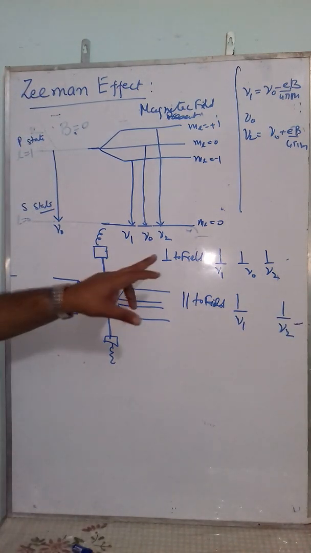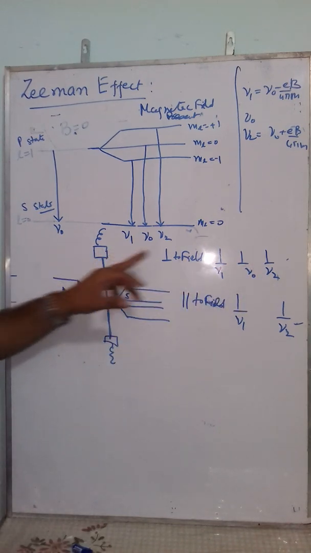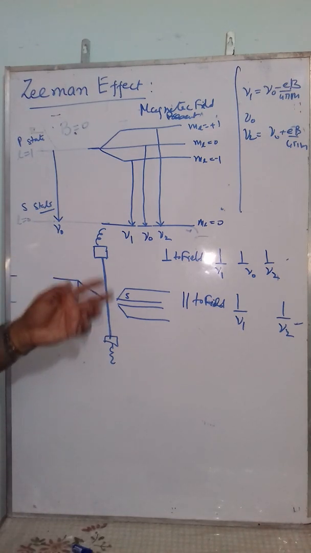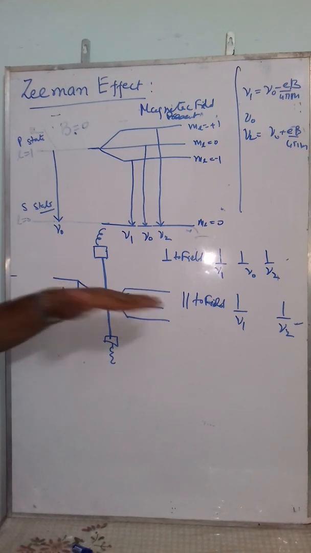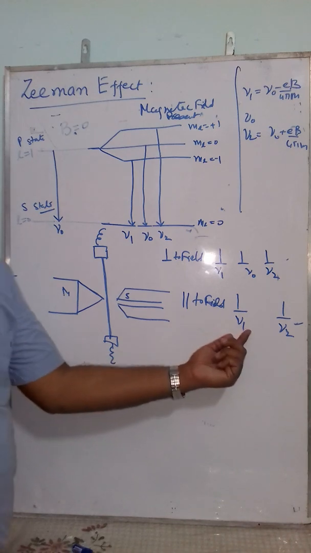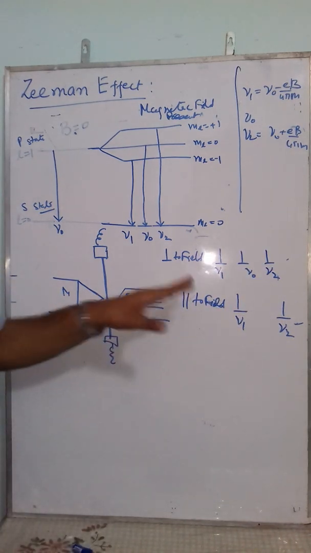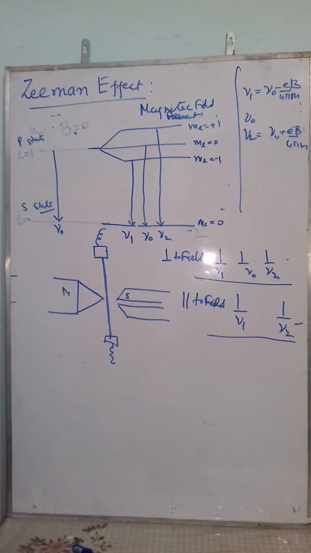Perpendicular to the field, nu1 and nu2 are plane polarized, whose plane of vibration is perpendicular to the magnetic field, and nu0 has its plane of vibration along the magnetic field. Here again, if you observe along the magnetic field, then the perpendicular components will be observed while this component will not be observed. This is called the transverse Zeeman effect and this is called the longitudinal Zeeman effect.